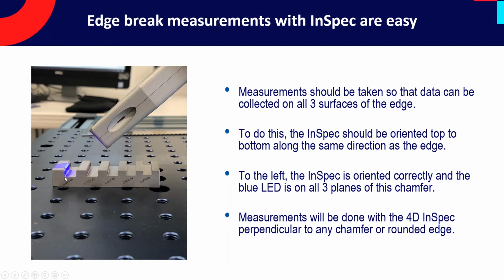And in here we have internal rounded edges, and here we're taking a measurement on this chamfer. So we are perpendicular to the chamfer. That allows us to get data from all three of these planes, this chamfer face, this right plane, and this left plane right here, from the view of the InSpec, that is. So we get data on that, and we can put that into the software analysis and it can analyze the chamfer for us. And same goes for the rounded edges here and here.